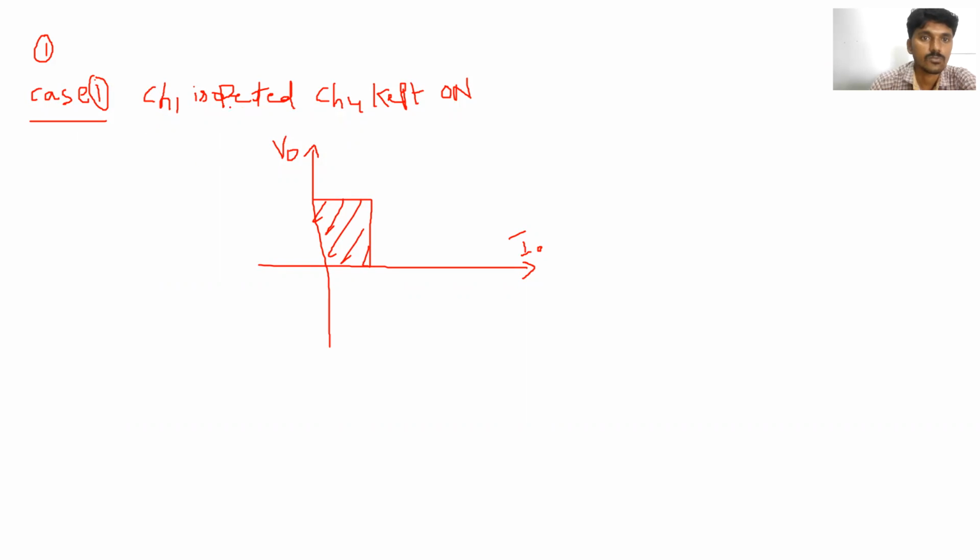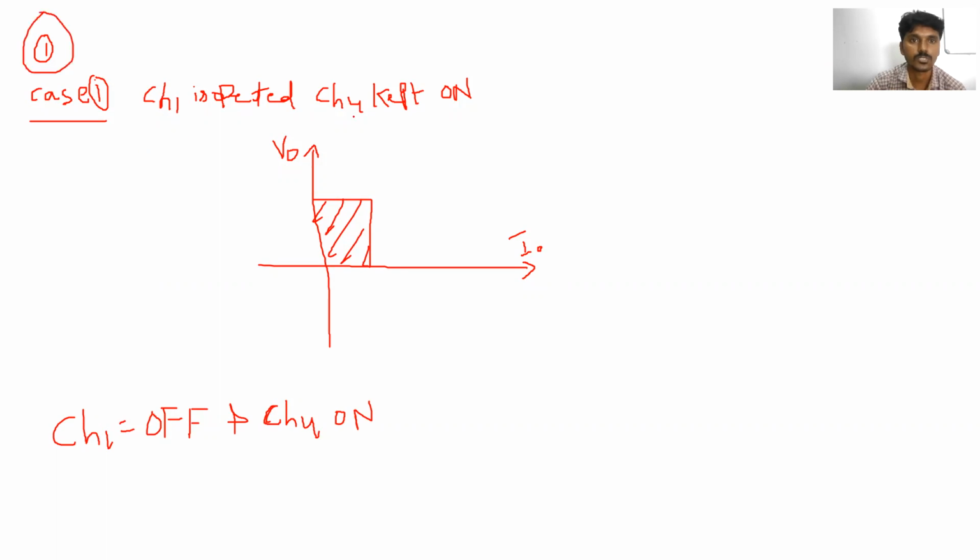Switch 1 is operated means switch 1 is on and switch 4 is on. Now switch 1 is off and switch 4 is on. Switch 4 is permanently kept on in the first mode, but switch 1 is operated. Switch 1 is operated means in the first case it is on, in the second case it is off.